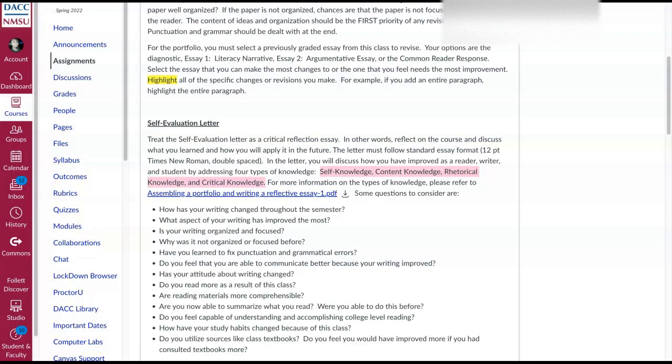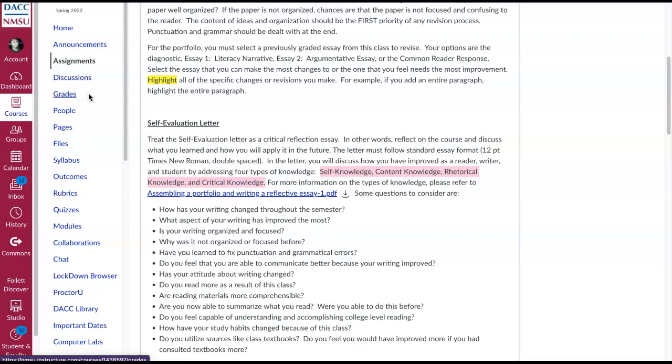Whenever you are writing your argumentative essay, you have to think about, okay, is this quote going to support my main argument? How do I want to word my thesis? So all of those are choices that you make. Definitely think about the choices you made whenever you were writing your essays and try to reflect on that and include examples in your self-evaluation letter.